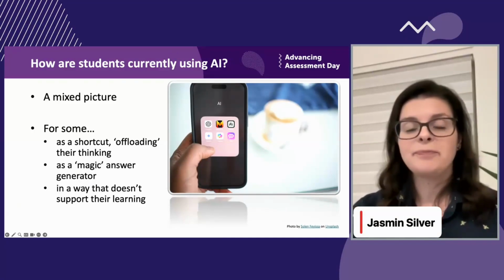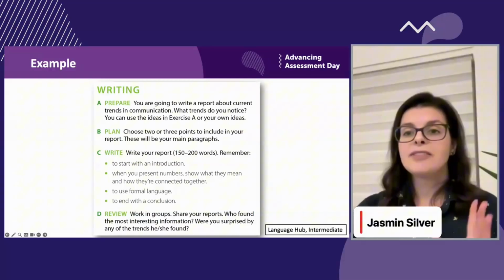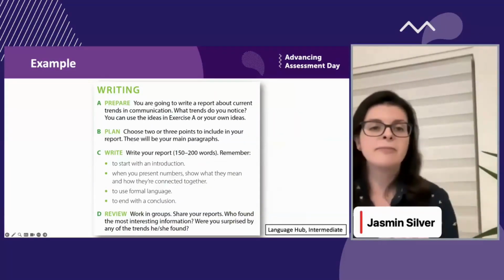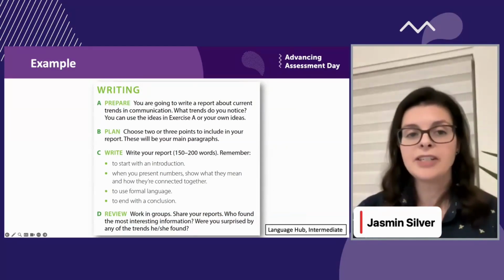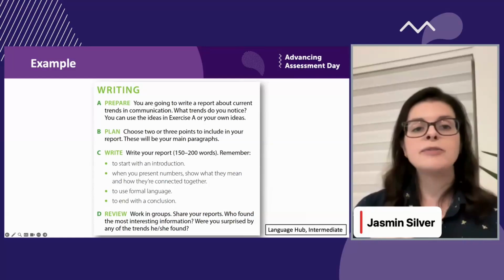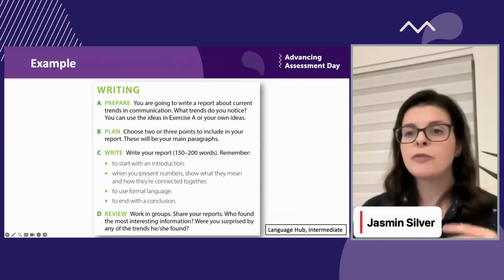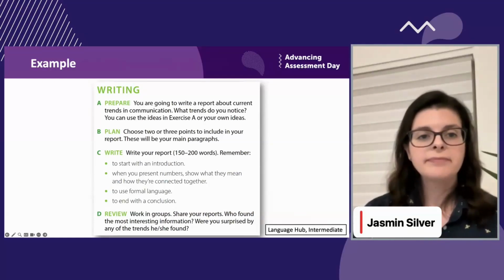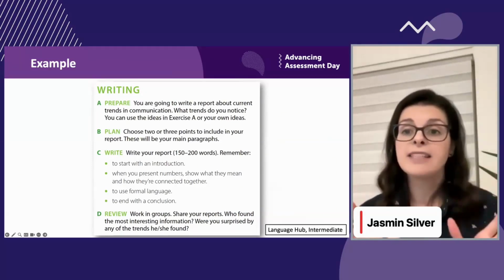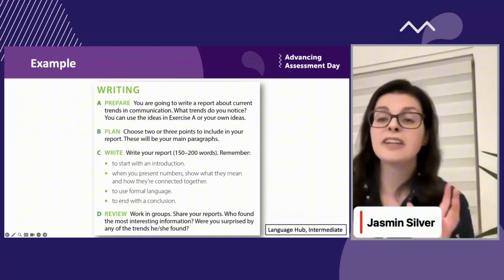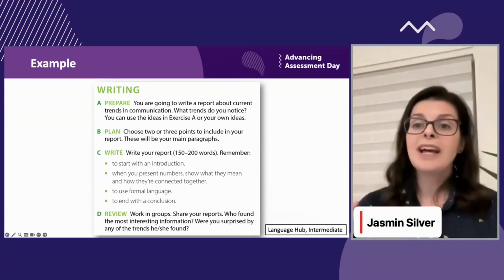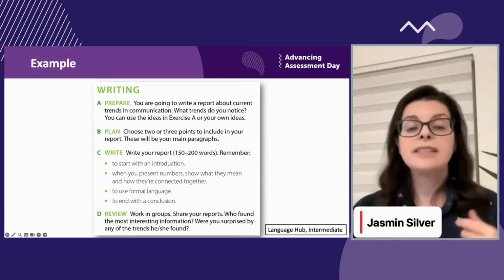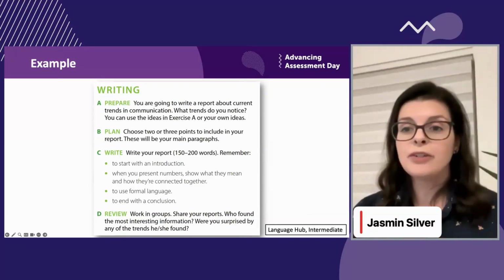So let's look at an example. Imagine that you have set your students this writing task from Language Hub, where they have to write a report on trends in communication. And they have to write a certain number of words, they have to use formal language, and so on. So just imagine that you have asked them to write a draft, and they really have written their draft, perhaps in the class already, and you've told them now to self-assess, to see what they could improve or what kind of things they could work on.